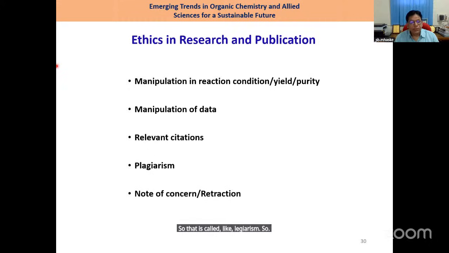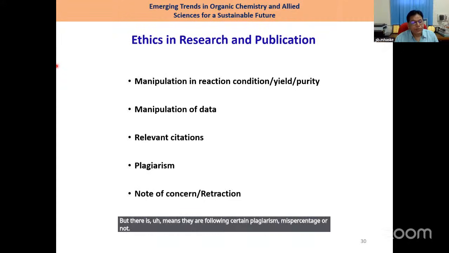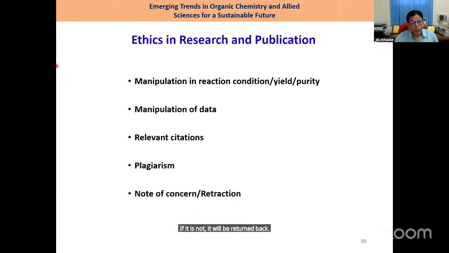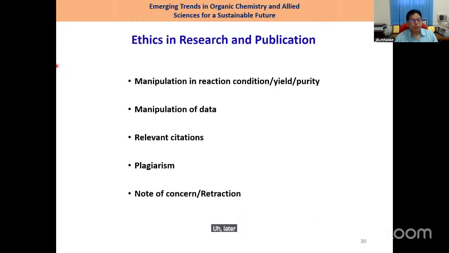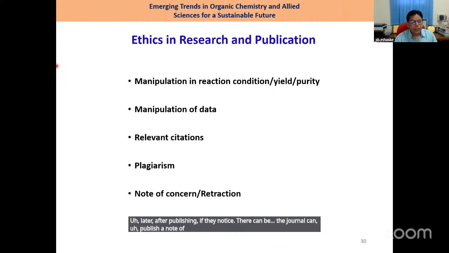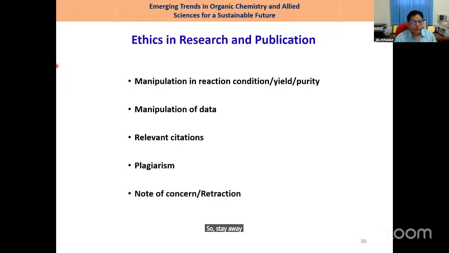If you copy, when we submit to a journal, the first thing they do is check whether the plagiarism percentage is within limits. If not, it will be returned. So if you follow all the above things I have mentioned, there is no issue. Otherwise, if there is any manipulation of data or plagiarism, later after publishing, if they notice, the journal can publish a note of concern, or they can ask to retract the manuscript, which is embarrassing. So stay away from such things and follow ethics in research and publication.